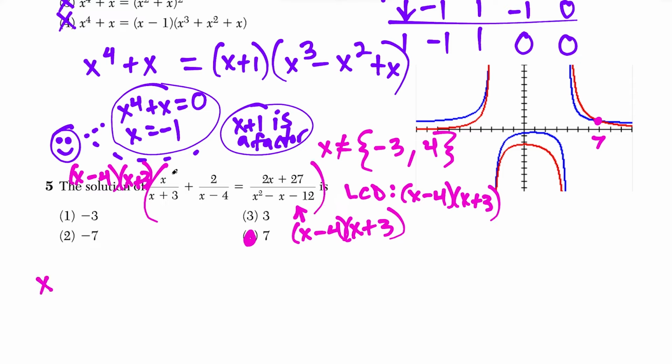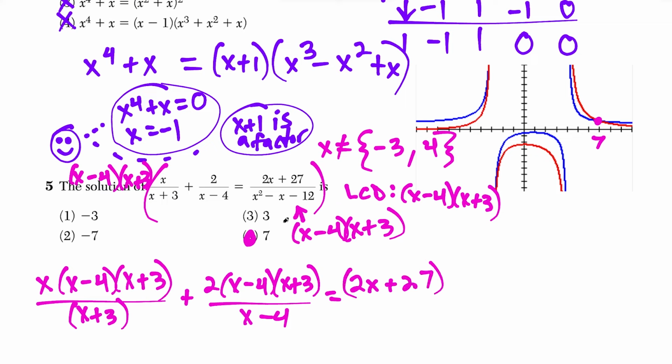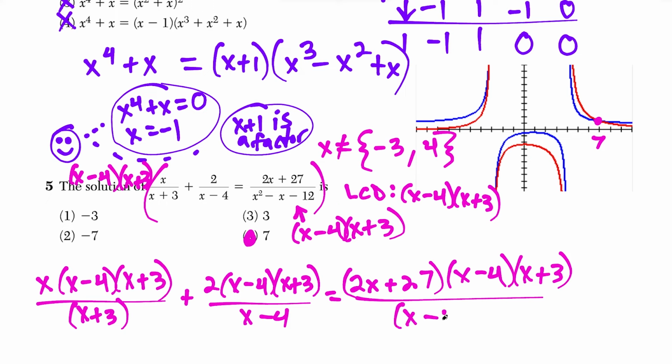So I would have x times (x minus 4) times (x plus 3), and my first fraction is over x plus 3. Okay, so that's the denominator of my first fraction. Then I have plus 2 times (x minus 4) times (x plus 3) over x minus 4. And then for the last fraction here, we have 2x plus 27. And we're multiplying this numerator by (x minus 4) times (x plus 3). And this is all over the quadratic here, which factors to (x minus 4)(x plus 3).